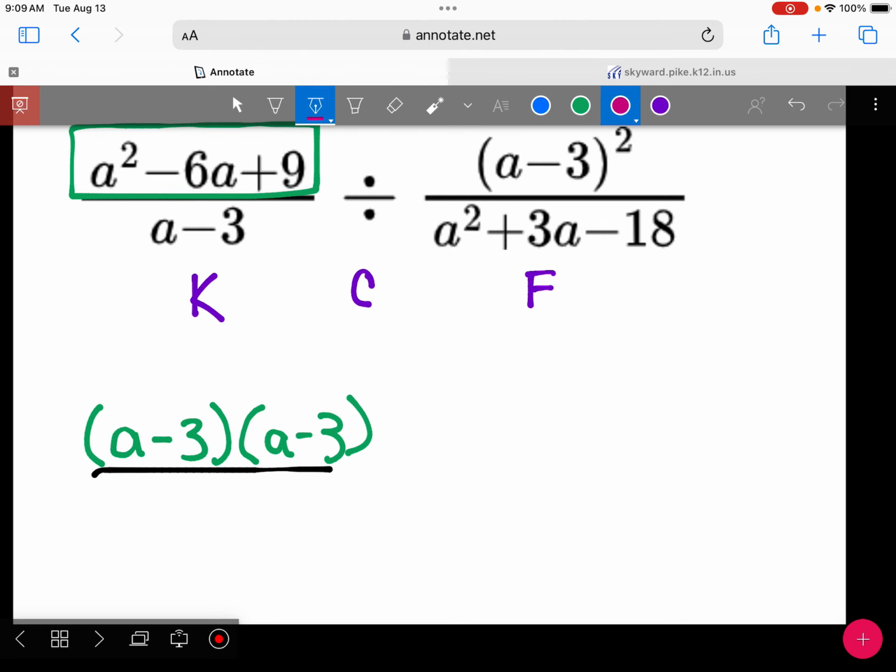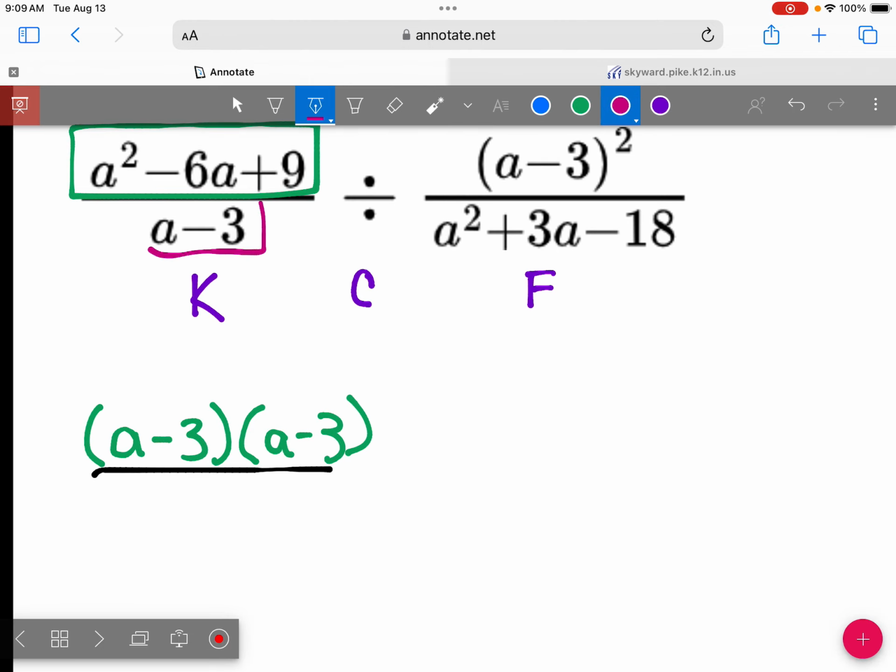Our denominator here is just an a minus 3. So there's not really anything I can do with that. I'm just going to put it inside parentheses. Since we know we're simplifying things here, we want everything to be in parentheses so we remember which things are factors and which stuff we haven't gotten to yet. Because it has to be in factored form in order for us to simplify.